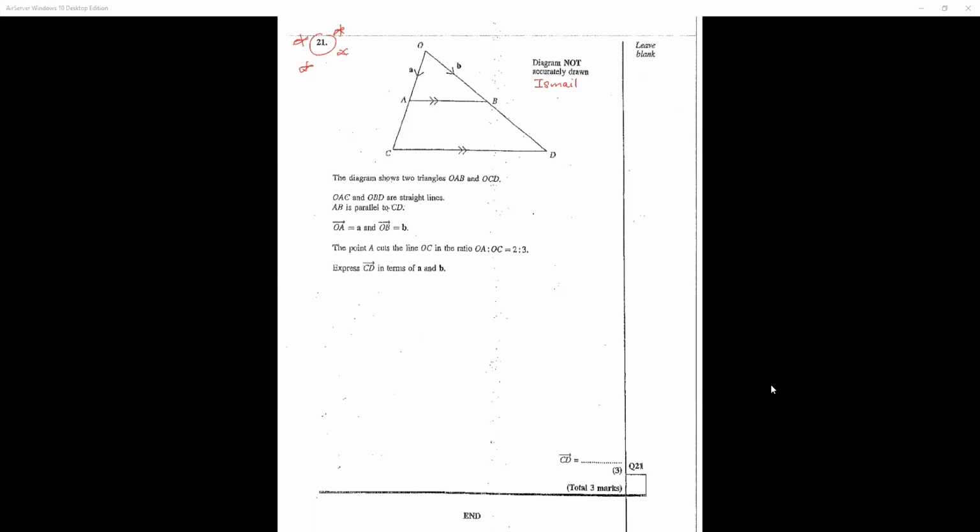Okay, folks, welcome back. We're still doing vectors higher examination questions. Question number 21. Ismail's going to join us on this question. Okay, Ismail, let's go. Read from the top, please. Always read this part here. What's the part here say? "Diagram not accurately drawn." Which means? Don't measure it with a ruler. Excellent. Now, let's go straight into the question.